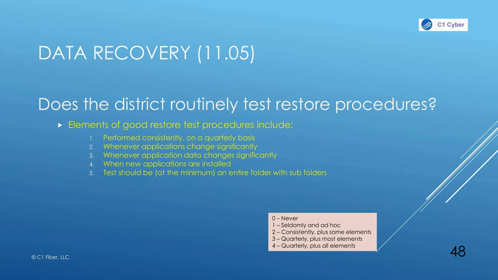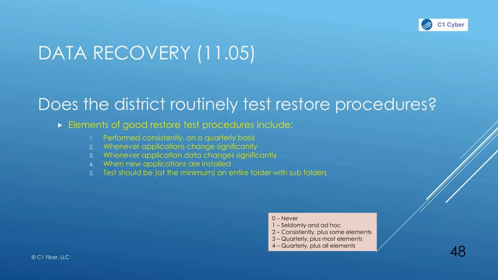Does the district routinely test restore procedures? Elements of good restore test procedures include that they're performed consistently on a quarterly basis, whenever applications change significantly, whenever application data changes significantly, when new applications are installed, and the test should be, at a minimum, an entire folder with subfolders.